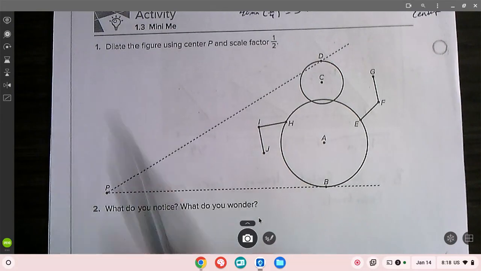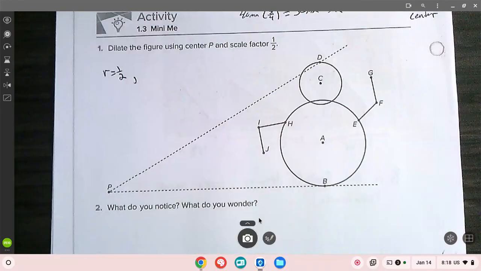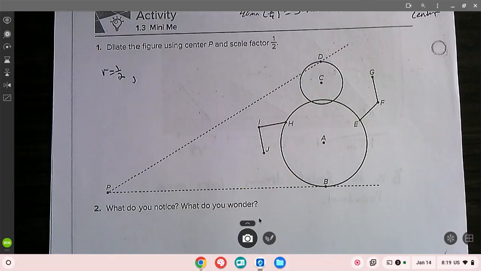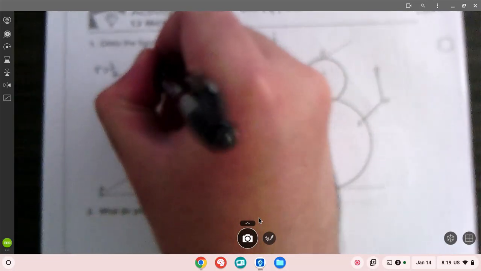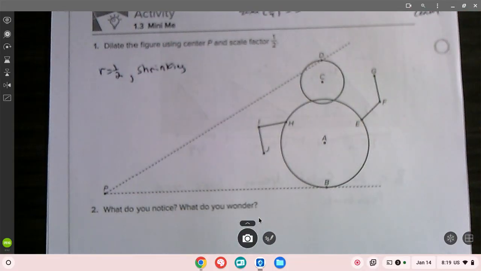All right, so it says here, dilate the figure using center P and a scale factor of 1/2. So our R is equal to 1/2. Are we growing or are we shrinking? Shrinking. We are going to be shrinking. Okay, we're going to be making this smaller. So how do we go about this? How do we make it smaller?